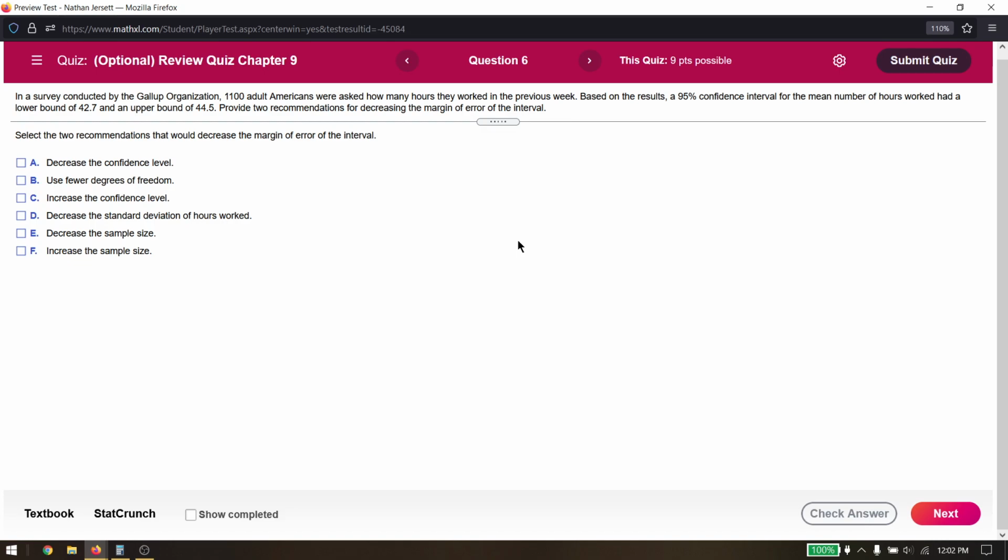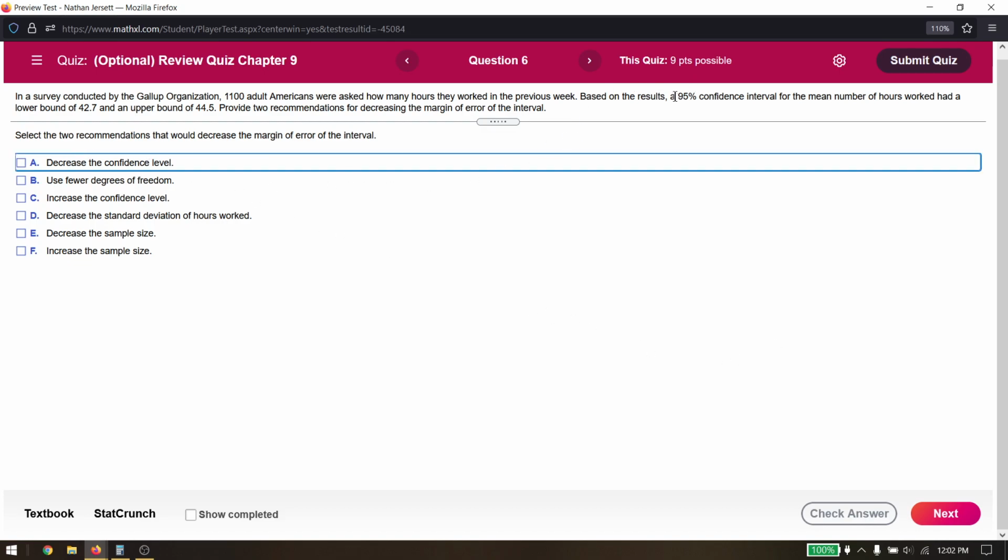All right, if we want to decrease the margin of error, one thing we can do is decrease the confidence level. 90% confident would allow you to have a smaller confidence interval. We just actually looked at that. If you increase the confidence level, you increase the margin of error. So if you want to decrease the margin of error, you decrease the confidence level.